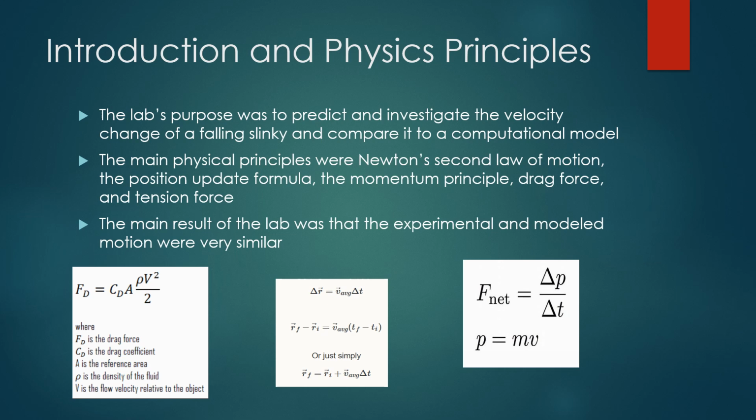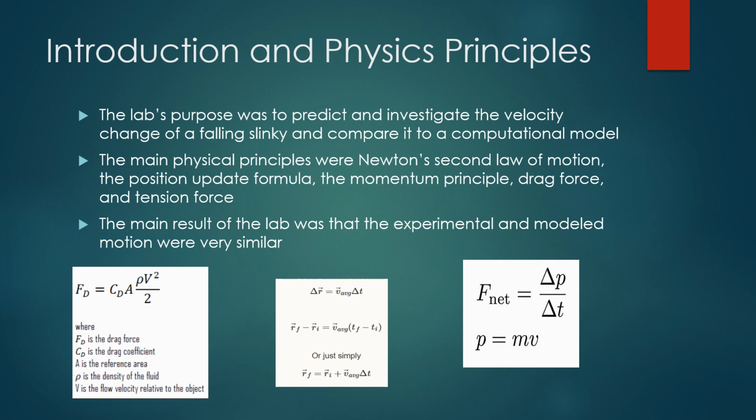The position update formula is final position is equal to initial position plus v average times delta t, and is used when net force is not constant, like in spring or orbit problems. Also, drag force and tension force played a role. Drag force was important because the bottom of the slinky moves, and tension is important while the bottom of the slinky is stationary. Finally, Newton's second law of motion also plays a role, which is represented by the equation F is equal to mass times acceleration. F is force in newtons and m is mass in kilograms.